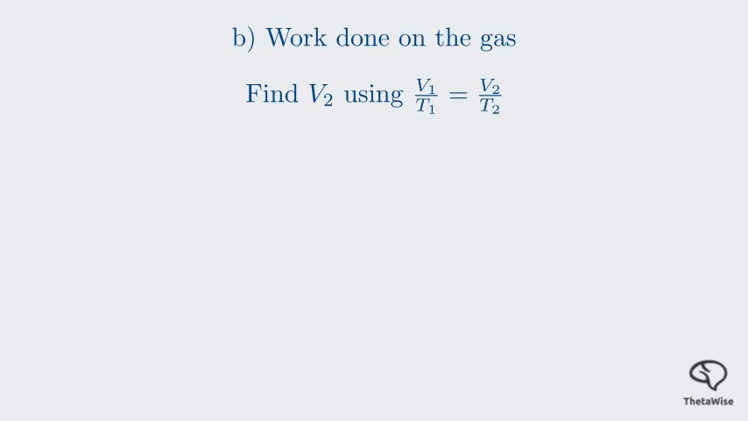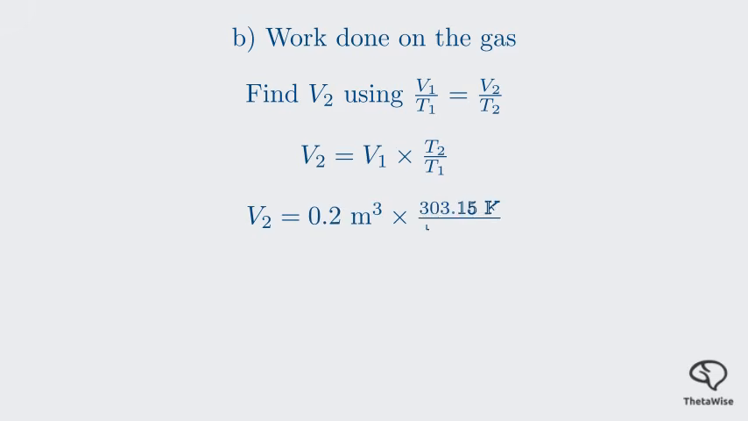Great, we've found the heat transfer. Now for part B, the work done. To find the work done, W equals P times delta V. We first need to find the final volume, V2. We can use the isobaric state relationship. V1 over T1 equals V2 over T2. Plugging in our values, V2 equals 0.2 times the ratio of the final and initial temperatures. This gives us a final volume of 0.143 cubic meters.